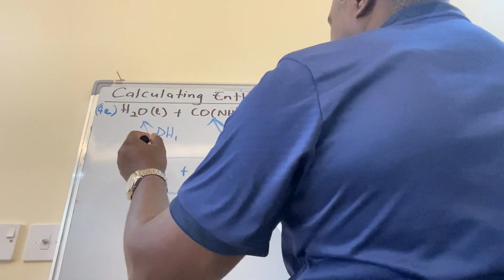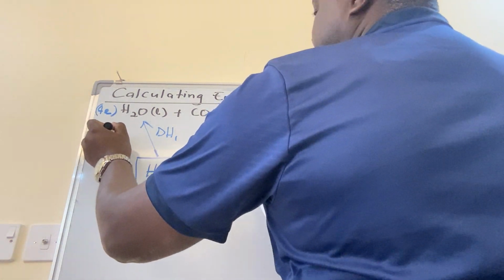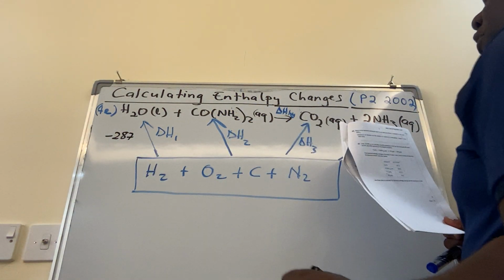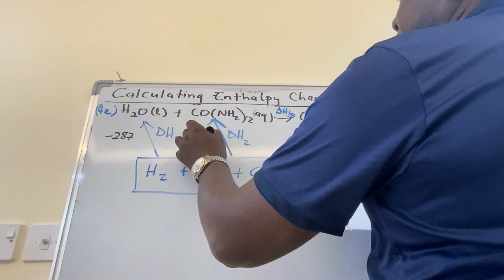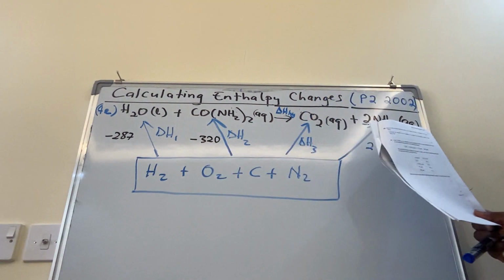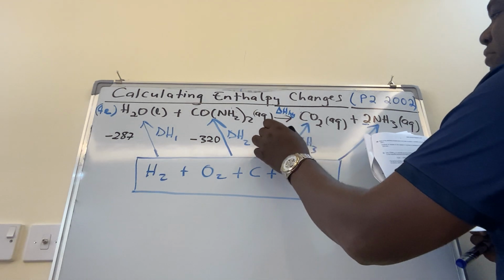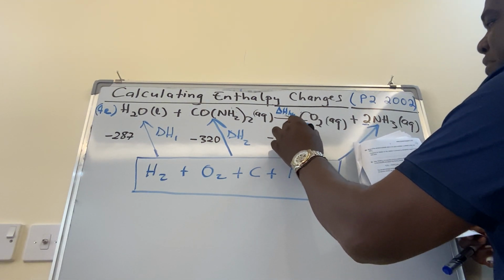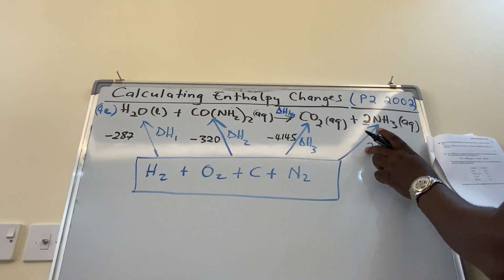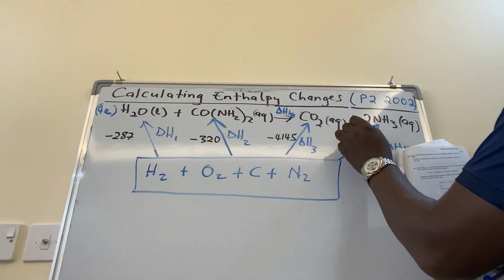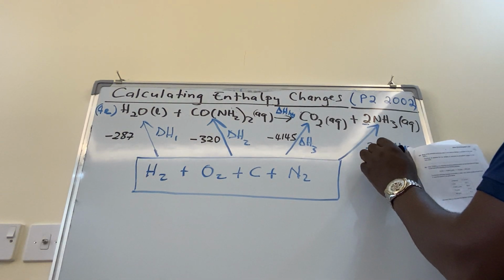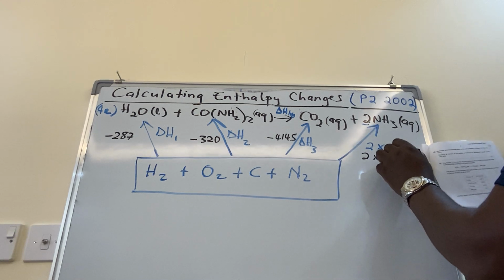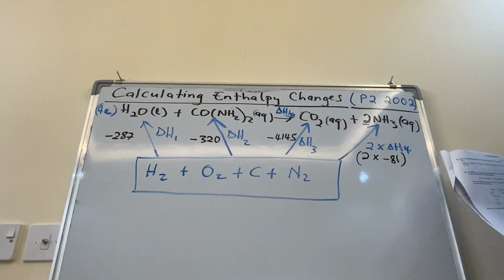Enthalpy change of formation of water is given as minus 287. Enthalpy change of formation of urea is given as minus 320. Enthalpy change of formation of carbon dioxide is given as minus 414.5. Enthalpy change of formation of ammonia is given as minus 81, so it's 2 multiplied by minus 81. That is very important because we have 2 moles there.